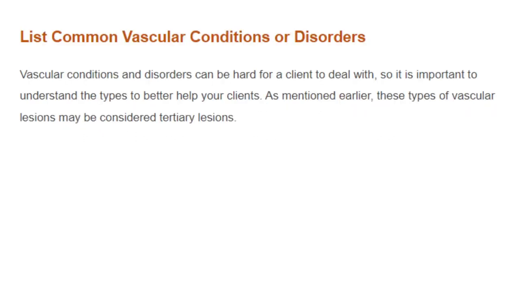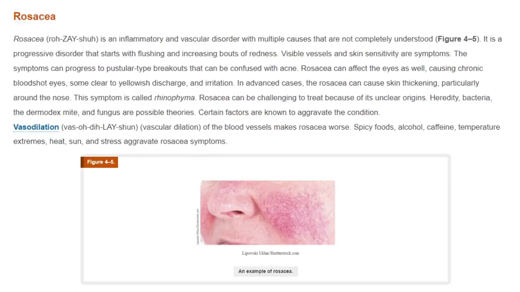List common vascular conditions or disorders. Vascular conditions and disorders can be hard for a client to deal with, so it is important to understand the types to better help your clients. As mentioned earlier, these types of vascular lesions may be considered tertiary lesions. Rosacea. Rosacea is an inflammatory and vascular disorder with multiple causes that are not completely understood, Figure 4.5.